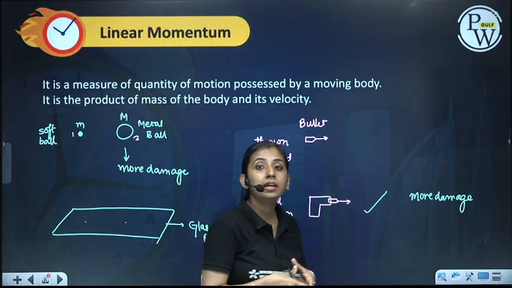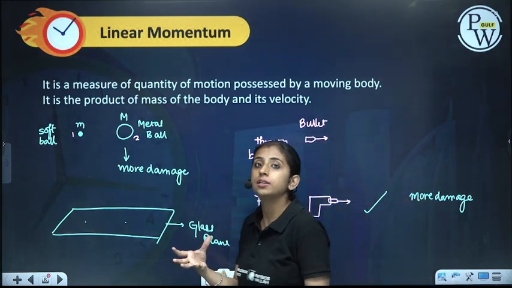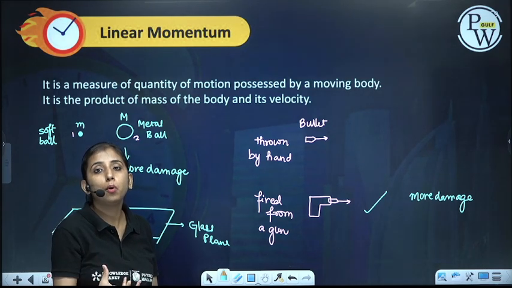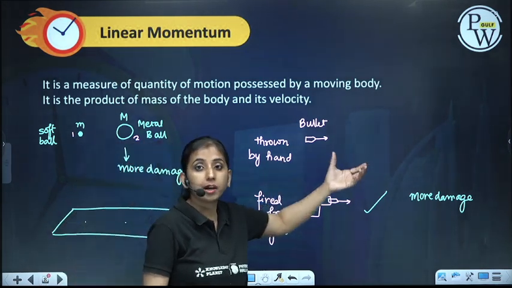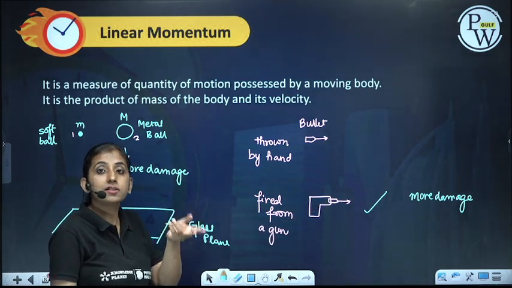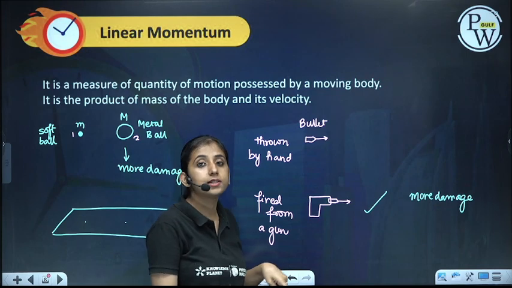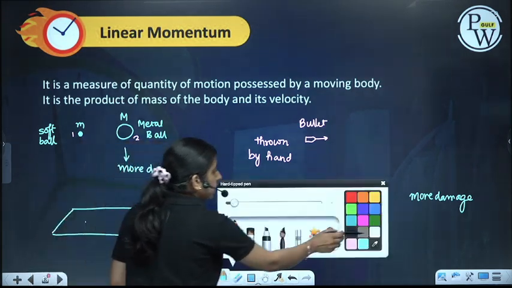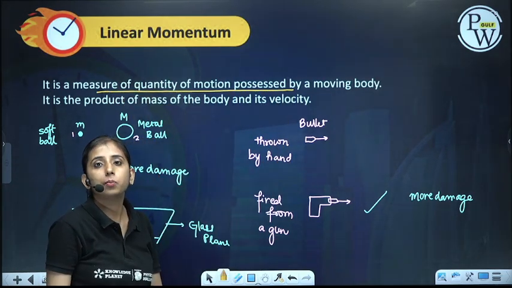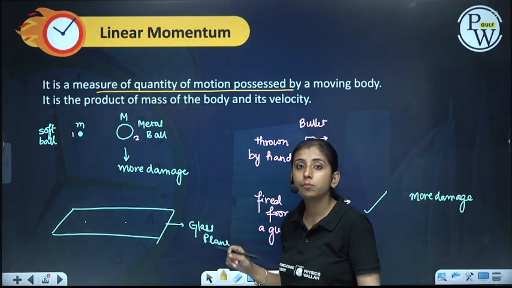So what is linear momentum? Linear momentum tells us how much motion is contained in a body, how much motion is possessed by the body, or what effects it can have. Same mass, different velocity, different effect. Same velocity, different mass, different effect. So its motion depends on its mass and velocity. So linear momentum is a measure of the quantity of motion possessed by a moving body.